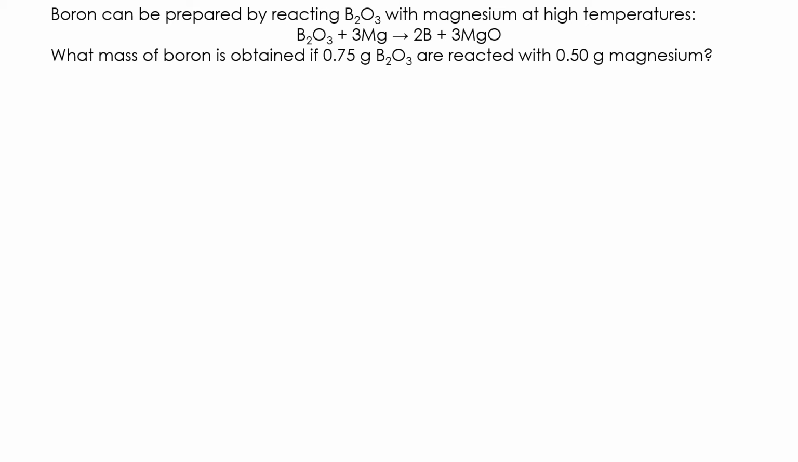What mass of boron is obtained if 0.75 grams of B2O3 are reacted with 0.5 grams of magnesium? As we agreed before, we have to write the equation as a first step to solve our problem. Here's the equation, which is showing the mole ratio.